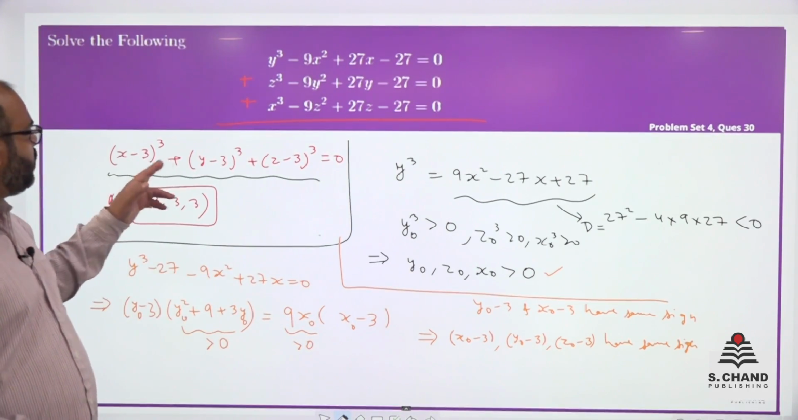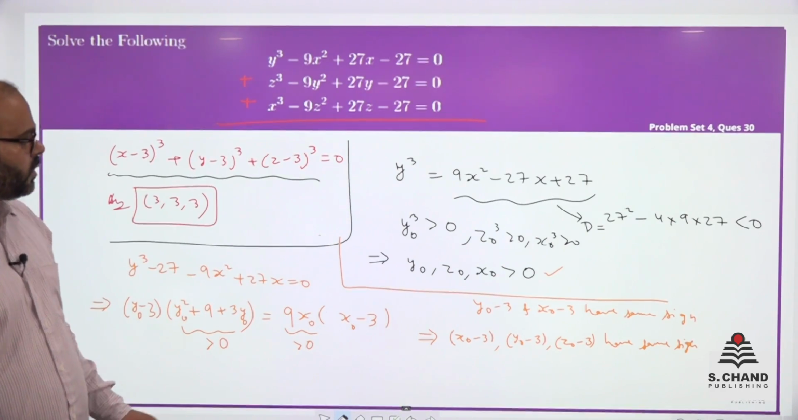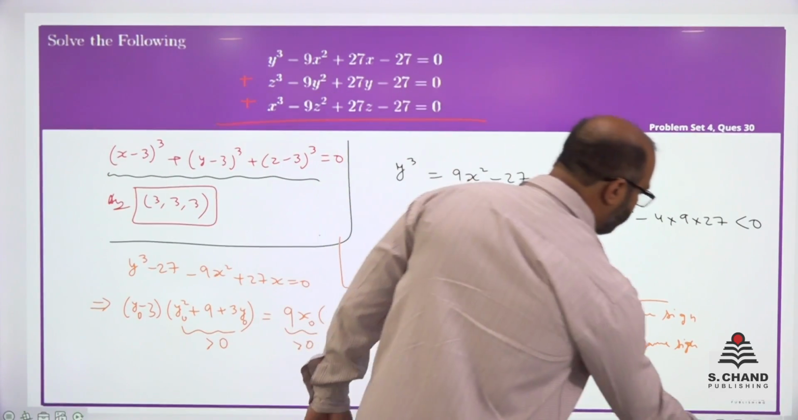That means x naught is 3, y naught is 3, z naught is 3. So, this is the solution. It is a good question.